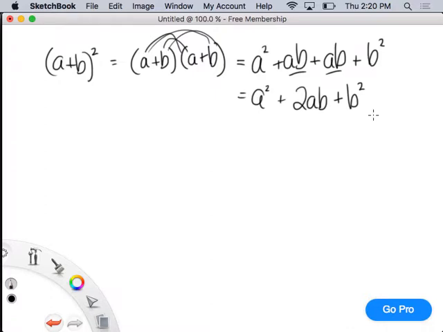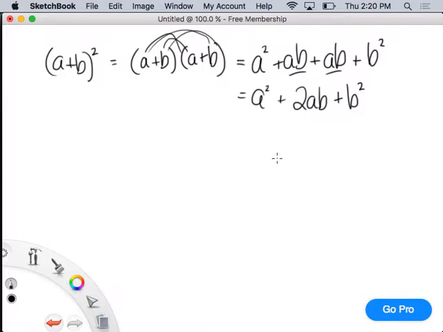You see? Now, did I tell you anything about a or b? Could they be numbers? Yes. Could they be positive numbers? Yeah. Could they be negative numbers? Yeah. Could they be variables? Yeah. Could they be numbers and variables? Yeah, sure could. So it doesn't matter what a or b is, it will always follow this form.